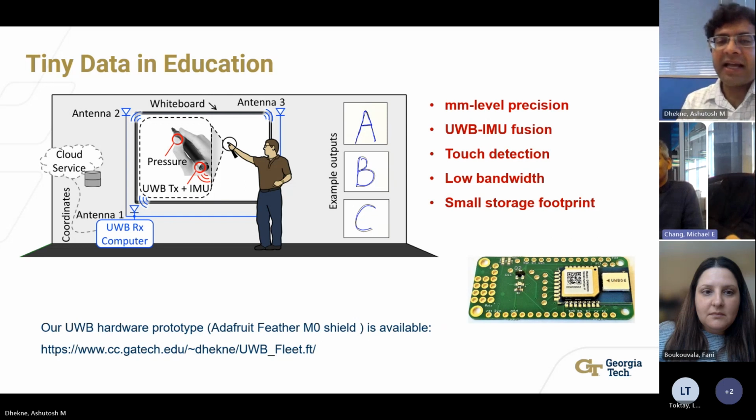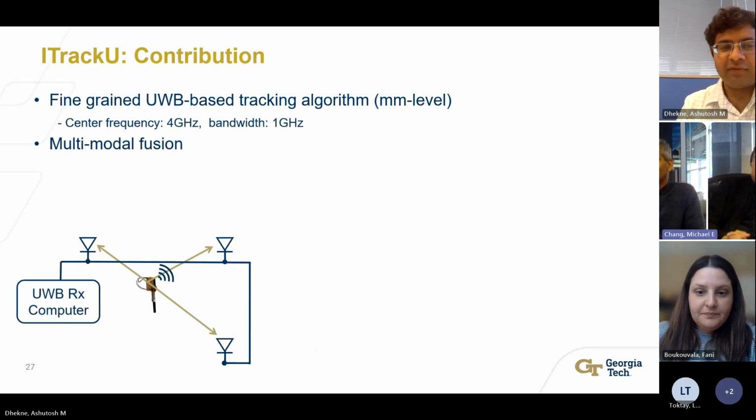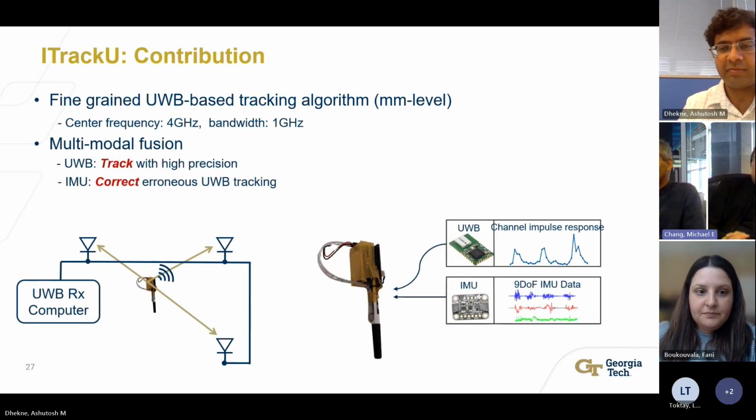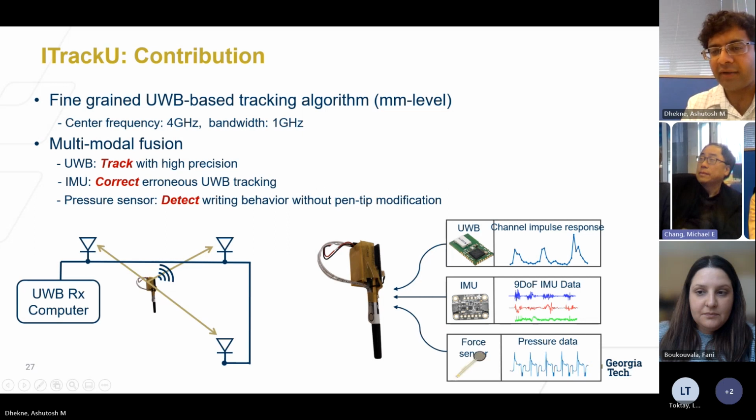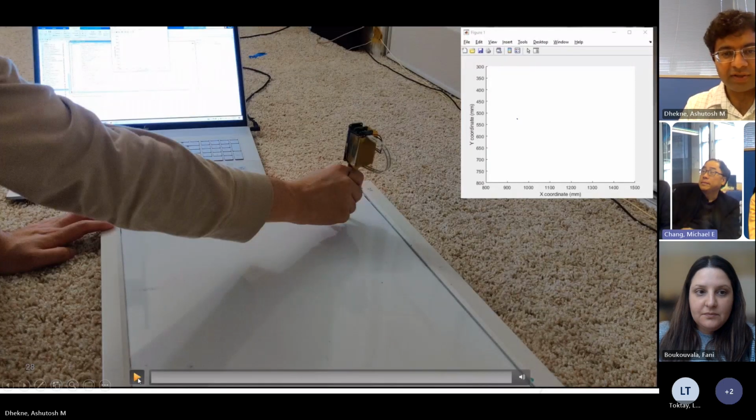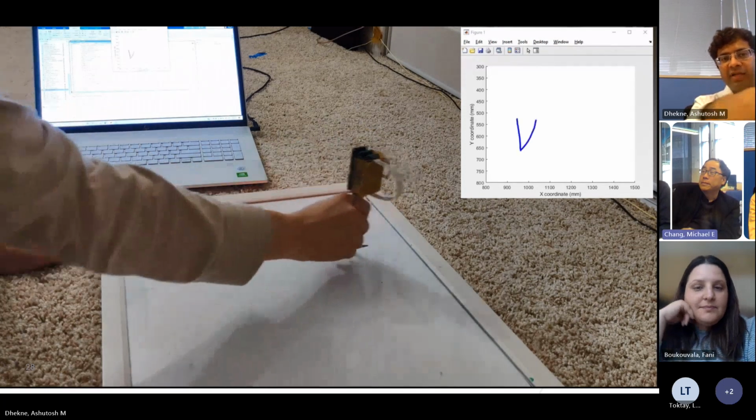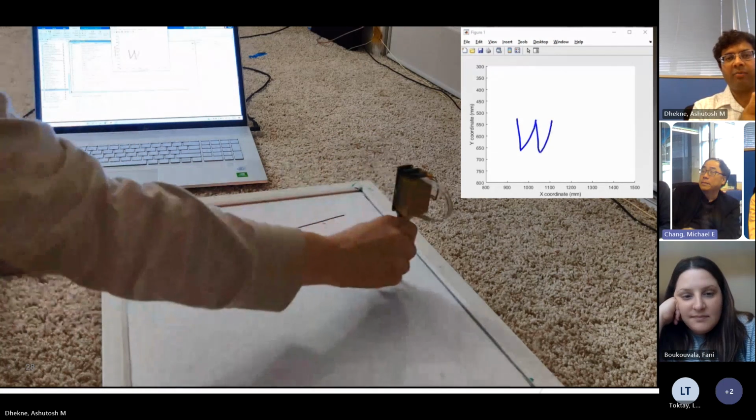Right, and by not collecting any video, just by looking at traces, and of course, lots of algorithmic contributions here, architectural contributions as well, this is a multi-antenna system and so on. With the IMU and the force sensor all together, we now can do this. This is real time actually being plotted directly on the computer.